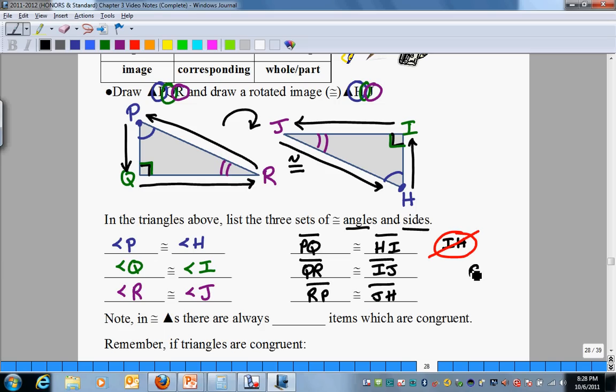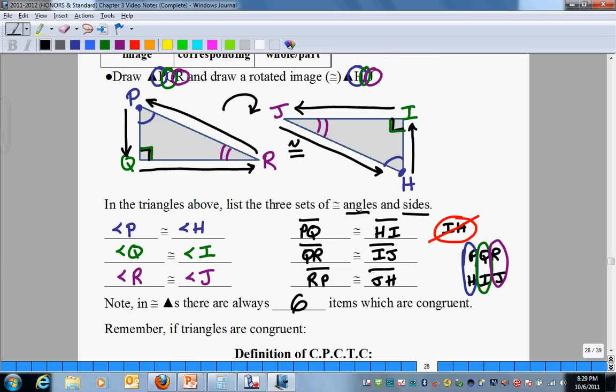So if we have P, Q, and R, and H, I, and J, you must keep those vertices aligned as you name them. P goes with H, Q goes with I, R goes with J. So when we have congruent triangles, there are always going to be 6 pairs of items which are congruent.